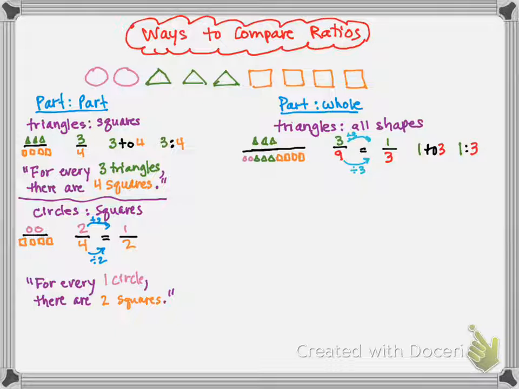Okay? So what does this actually mean? Now, here's what's weird. How I explain the meaning, my words are going to change now. Because it wouldn't make sense. For every one triangle, there are all shapes, or there are all 3 shapes. That kind of is a little bit weird. So we're going to say it a little differently.